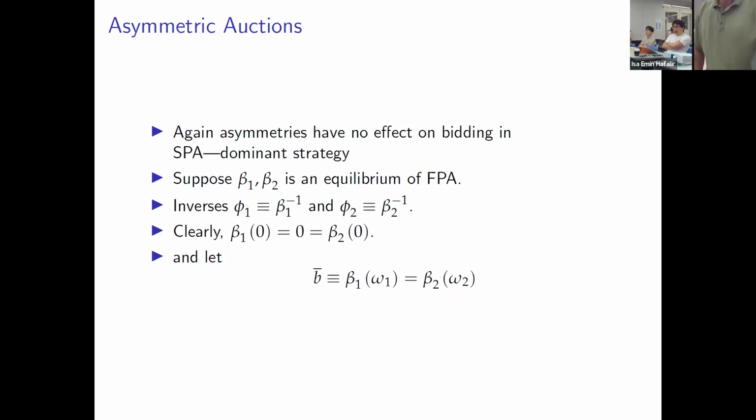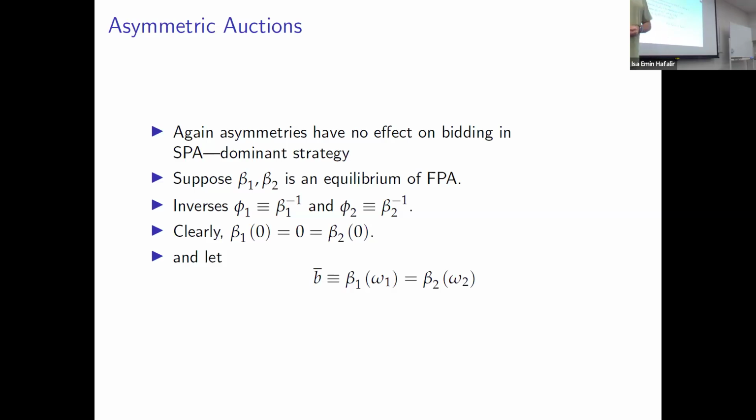Since we have an asymmetric setup, we should allow for asymmetric bid functions too. So rather than having only one beta, we are going to have now beta 1 and beta 2. And the inverse is denoted by phi 1 and phi 2. So beta 1 is the equilibrium bid strategy of bidder 1, beta 2 is the equilibrium bid strategy of bidder 2. Phi 1 is the inverse of beta 1, phi 2 is the inverse of beta 2.